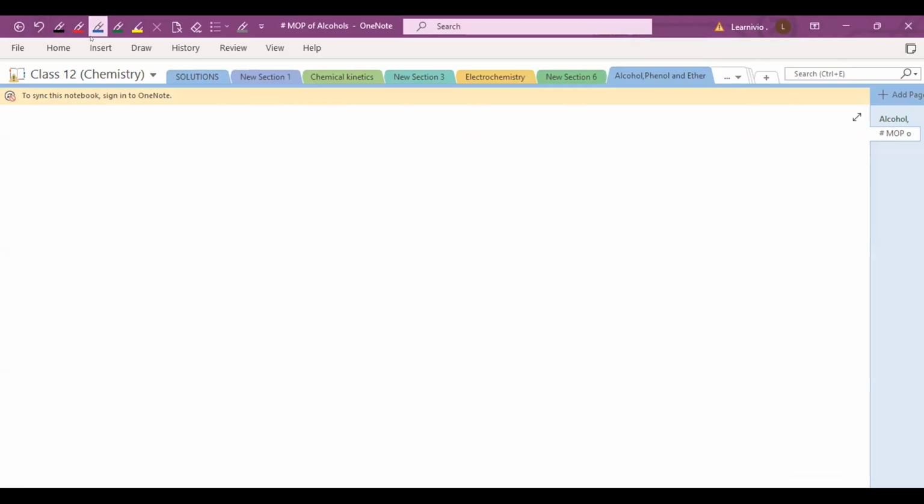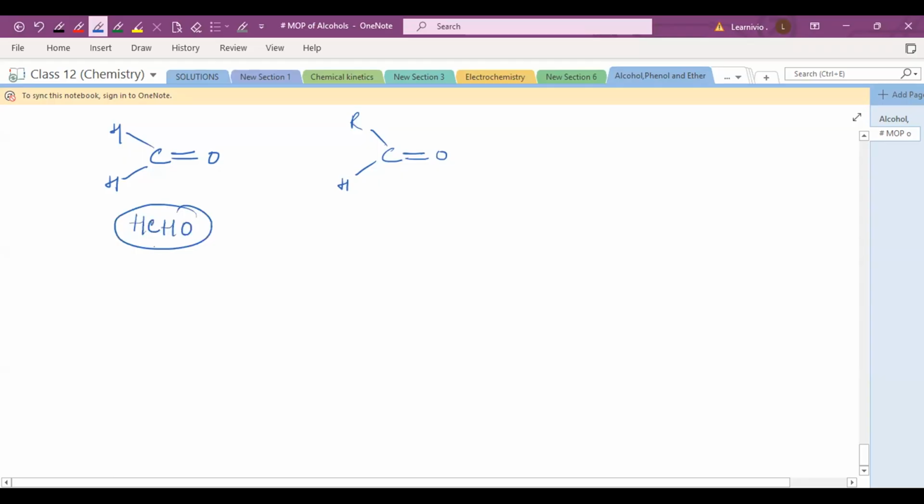Now we are done with the general formula. Now see, for the carbonyl compound, suppose there is a hydrogen attached to this carbon, and if we attach one hydrogen and one alkyl group over here, this will be your aldehyde. This is your HCHO. HCHO is your formaldehyde.